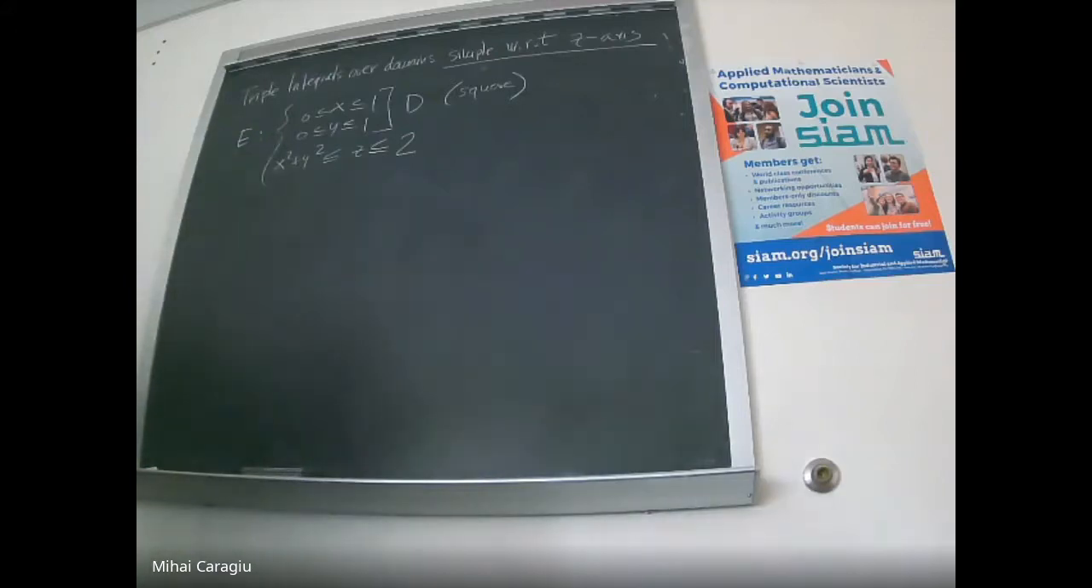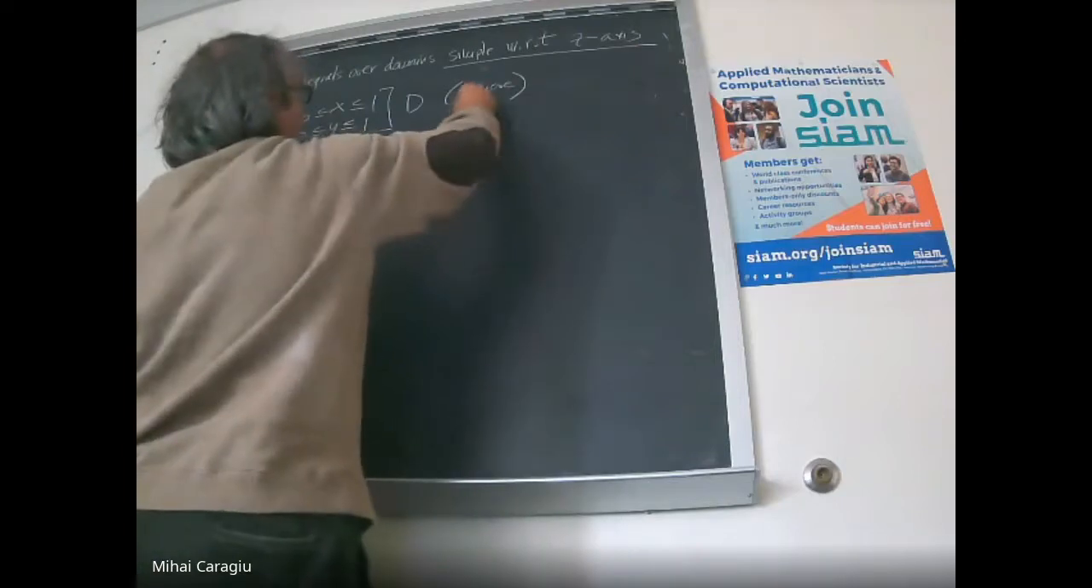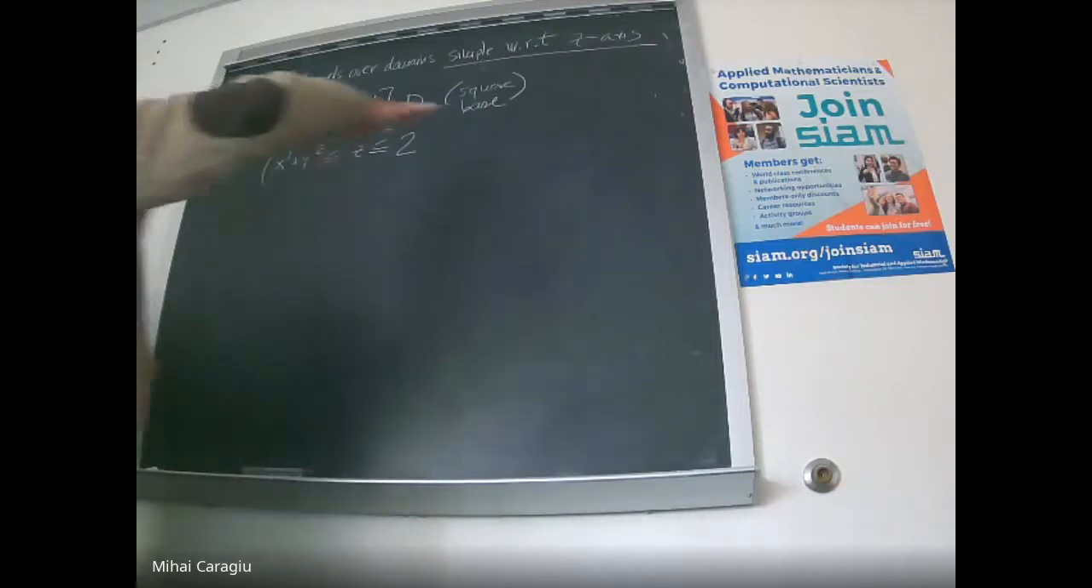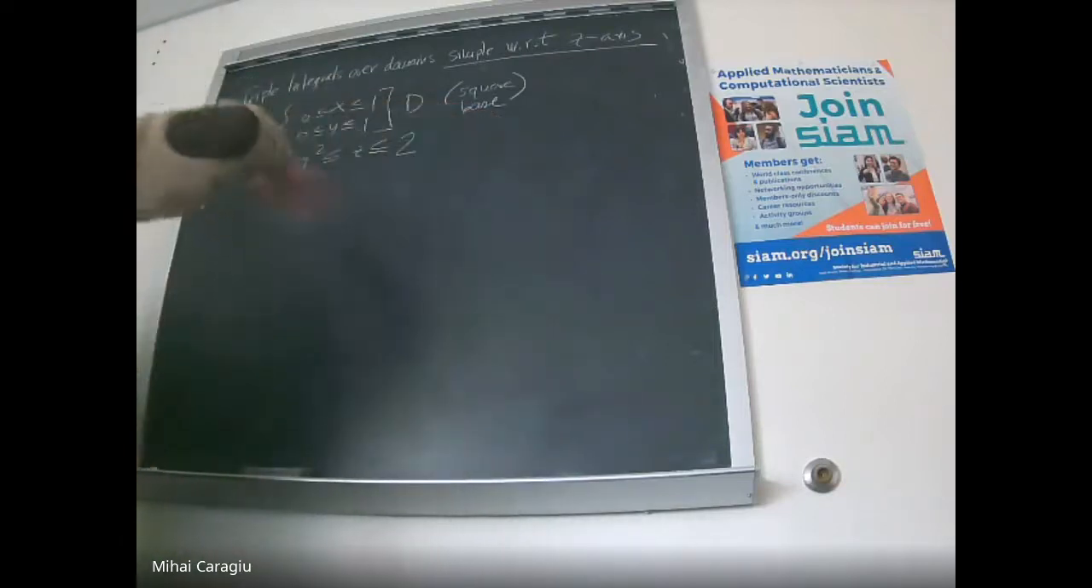The solid domain E has a square base, right? It's a base in which both x and y variables are between 0 and 1. On the lower surface, the paraboloid z equals x squared plus y squared, and the upper surface is just a horizontal plane, z equals 2. So above a square base, between a paraboloid and a plane.